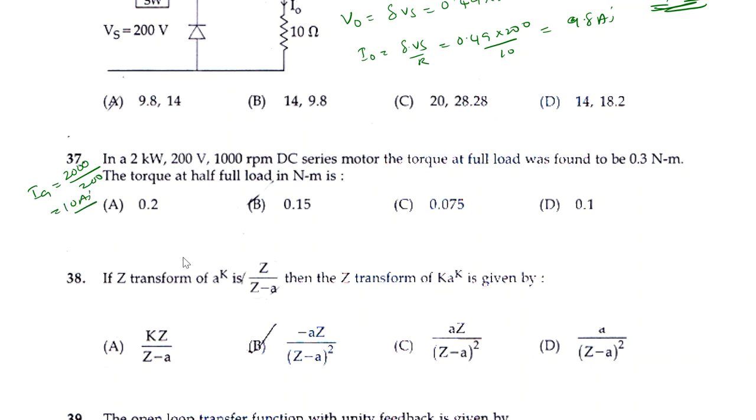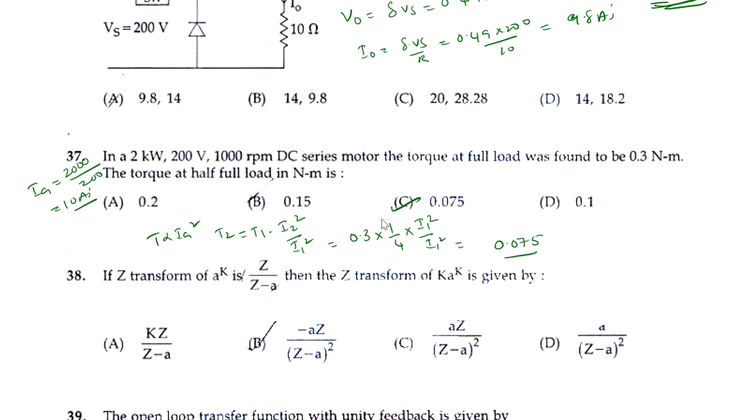Now T is proportional to Ia square. So T2 is equal to T1 into I2 square by I1 square. T1 value will be 0.3. I2 is the next current, which is reduced to half, so 1 by 4th into I1 square by I1 square. So the answer will be 0.075, so the answer will be C here.